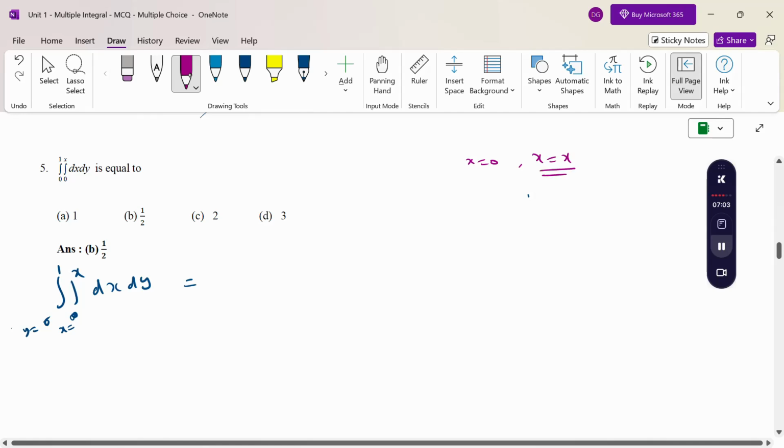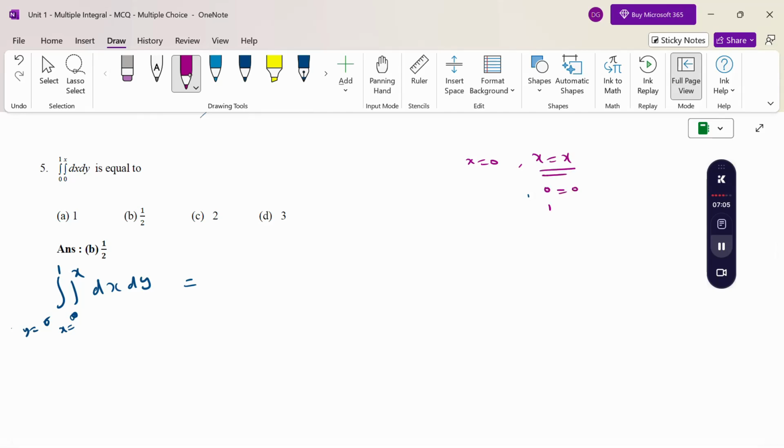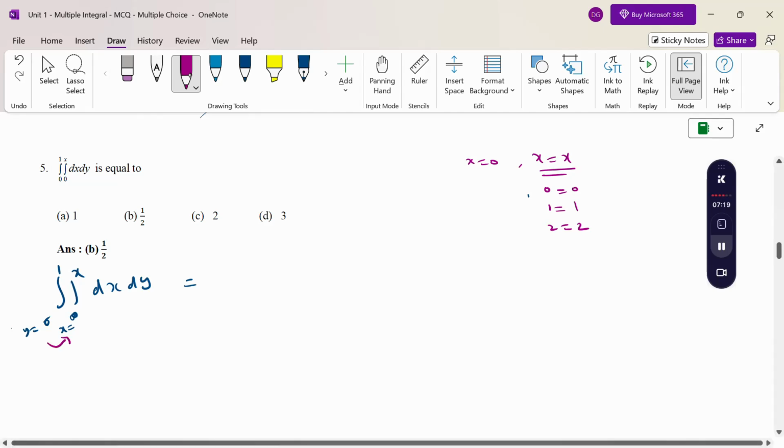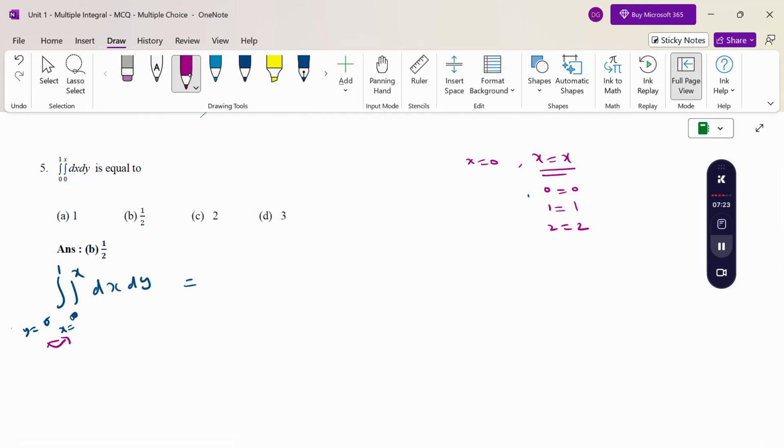But x to x, what is the meaning? x 0 means 0, 1 means 1, 2 means 2, so there is no practical meaning. So x equal to x is given in the problem. Now, to change these limits or the order, how to change? Changing the limits of integration is also possible.